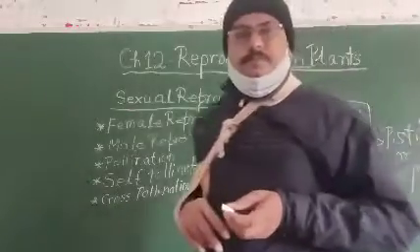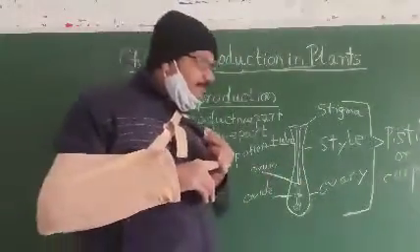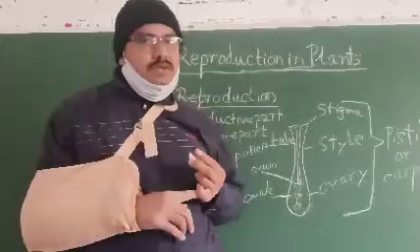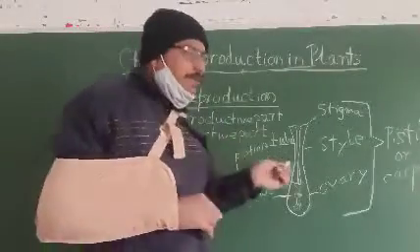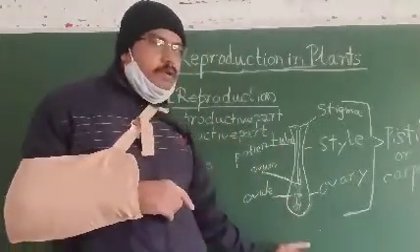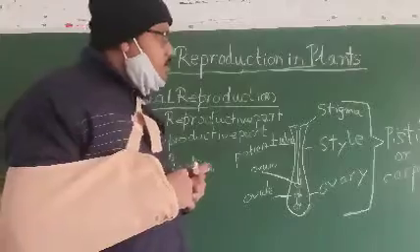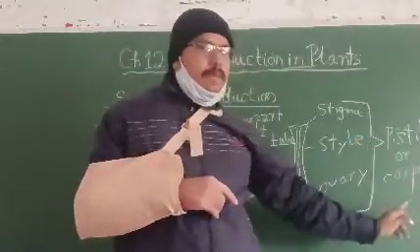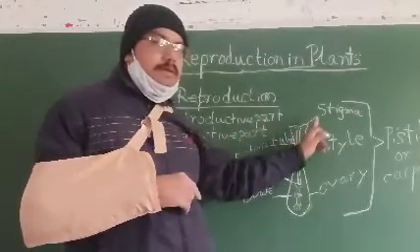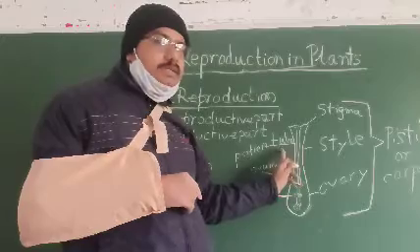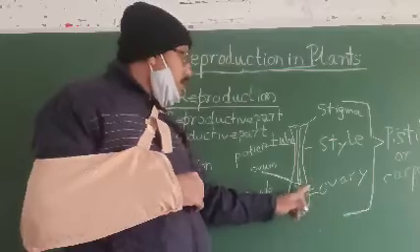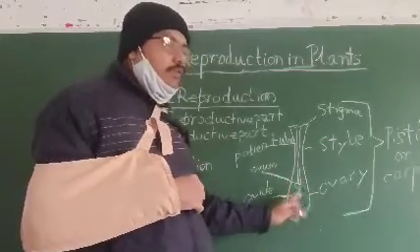Student, as I have tried to draw the figure with my left hand, I know it is not good enough because my right hand is injured. So a little bit rough diagram I have drawn here to show that this is the female reproductive part, called pistil or carpel. The upper broader part is the stigma. The narrower part is called the style, and the lower part is called the ovary. Inside the ovary there is an ovule, and the ovule contains the ovum.